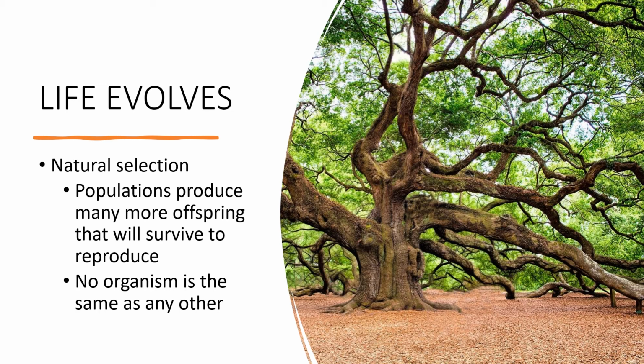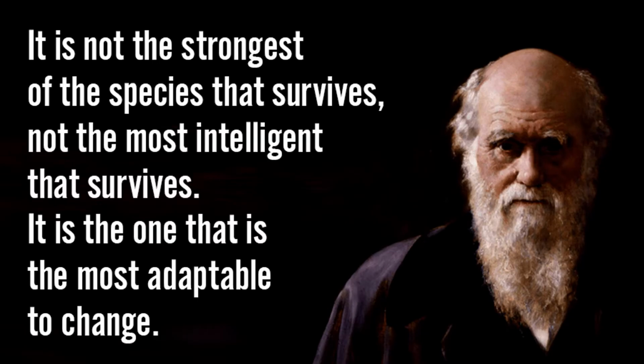Second, no organism is exactly the same as any other. Genetic mutations, or the changes in an organism's DNA sequence, generate variability in all organisms, even those that reproduce asexually. Now, of all the offspring in a population, which ones will outcompete the others and survive long enough to reproduce? The answer is those with the best adaptation to the current environment. Conversely, the poorest competitors are most likely to die before reproducing.